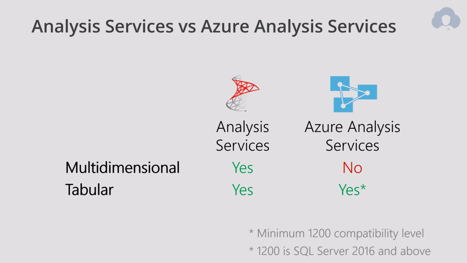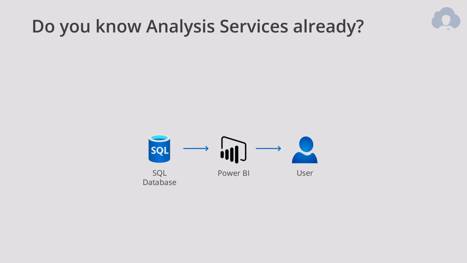One important distinction, if you're moving from on-premises to Azure, you need to know that it's not exactly the same. It's a little bit different than the on-premises version. First of all, you don't have multi-dimensional models, so no cubes for you. You can only use tabular. If you don't know what tabular is, think of it simply like your relational database. And the second important thing is, only models above 1200 compatibility level are supported. So it's SQL Server 2016 and above. But of course, I recommend always using the latest, because there's a bunch of features that you can use.